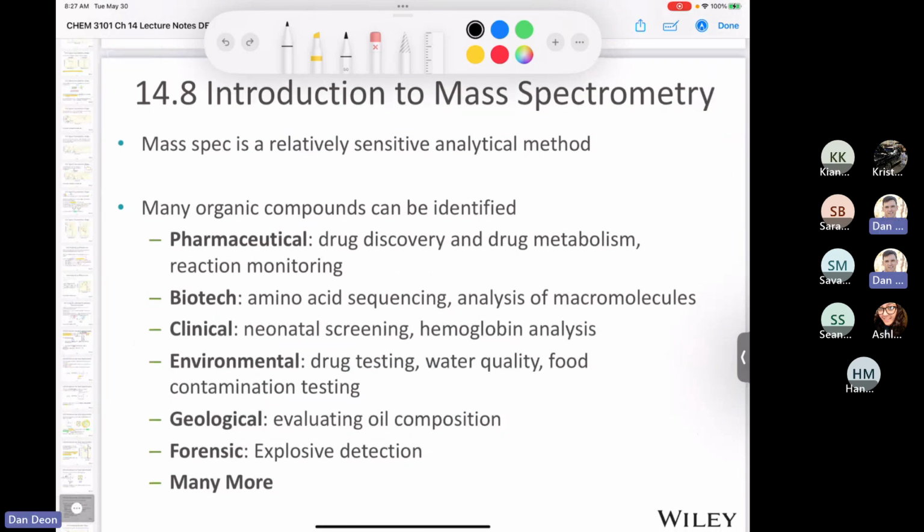Let's take just a quick break here and talk about what mass spectrometry is used for. There are lots and lots of uses. It says here, mass spec is a relatively sensitive analytical method. Since it's so sensitive, it can be used to determine metabolites in body tissues and fluids and things like that. And so mass spec is used all the time to determine whether people have certain kinds of narcotics in their system or whatever.